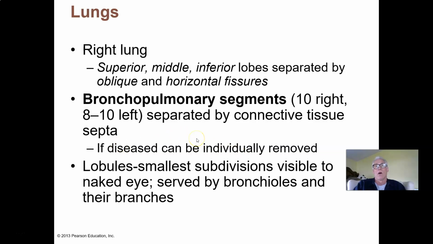So again, the lungs are divided up into 3 lobes in the right lung, 2 lobes in the left lung, and then each lobe is divided up into about 10 segments. And again, those are separate little subdivisions separated by some connective tissue between the different segments.